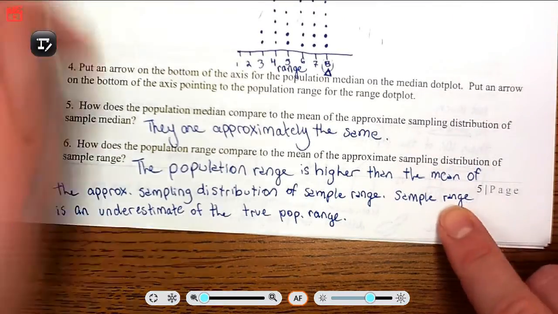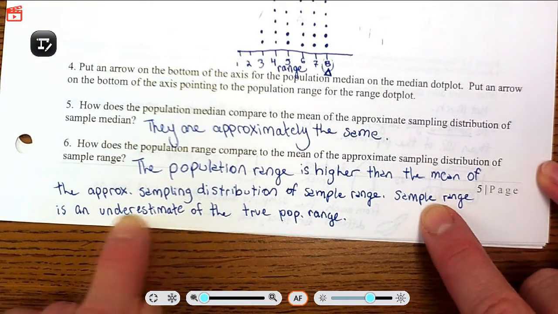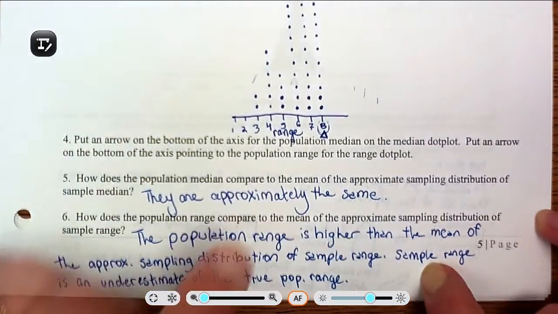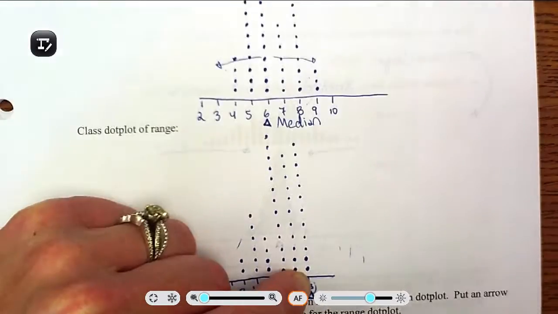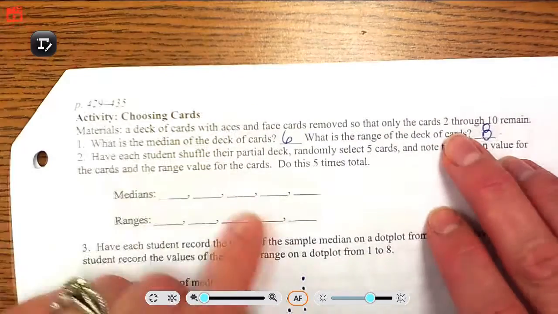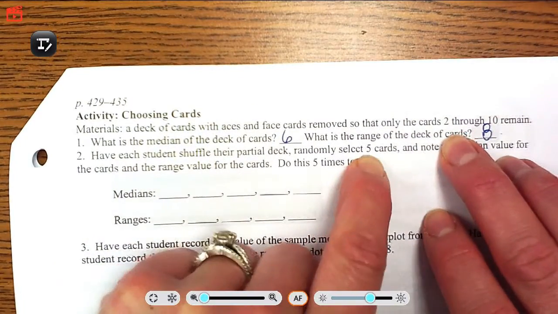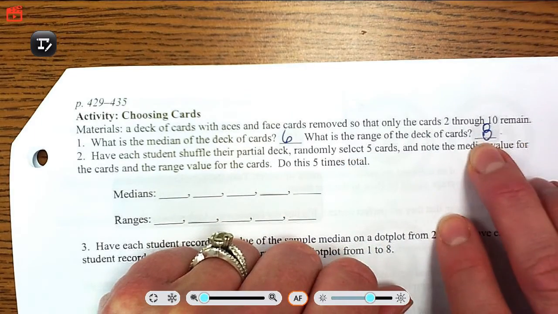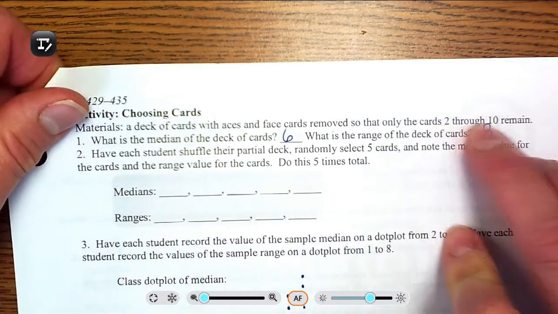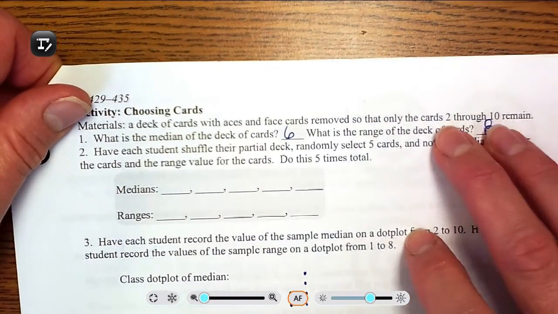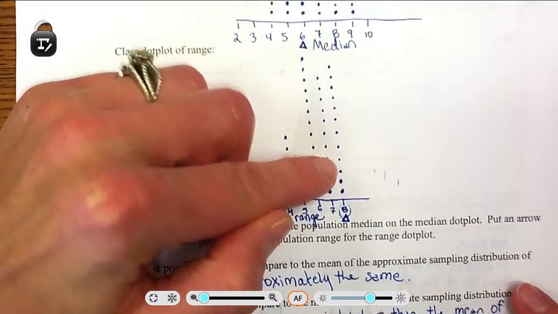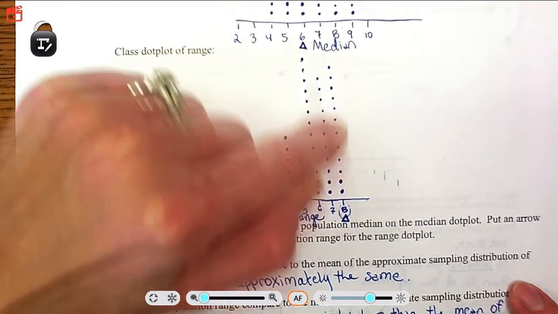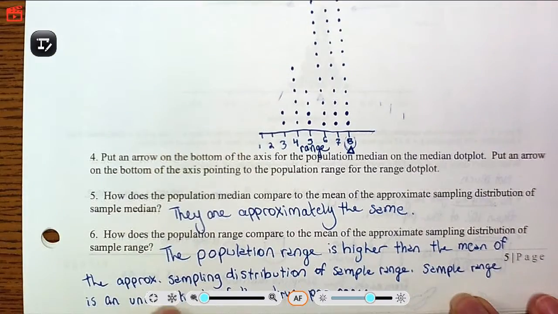So over and over, we see a systematic underestimate of the true population range, because only these times did we actually estimate the true population range. We truly needed present in our little sample of 5 cards a 2 and a 10 in there in order to get the range of 8. If there was anything else, not exactly a 2 and a 10, then we would have gotten a smaller range, and that happened much more often than getting the true range. So this is a systematic underestimate of the true range.